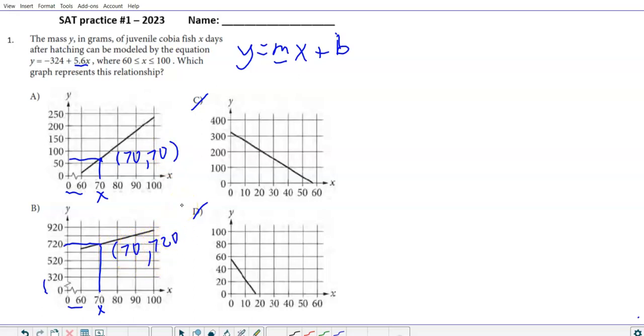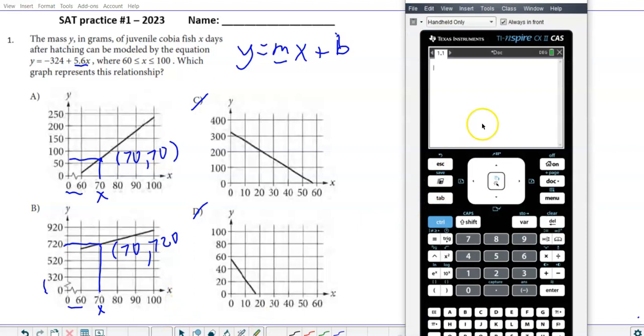So I think if we plugged in 70 here, let's just do that. If you have a calculator, we could type in 5.6 times 70, and then subtract 324 from that. So it looks like it's going to be around 70. It turns out it's about 68 there. So I believe that answer must be correct.